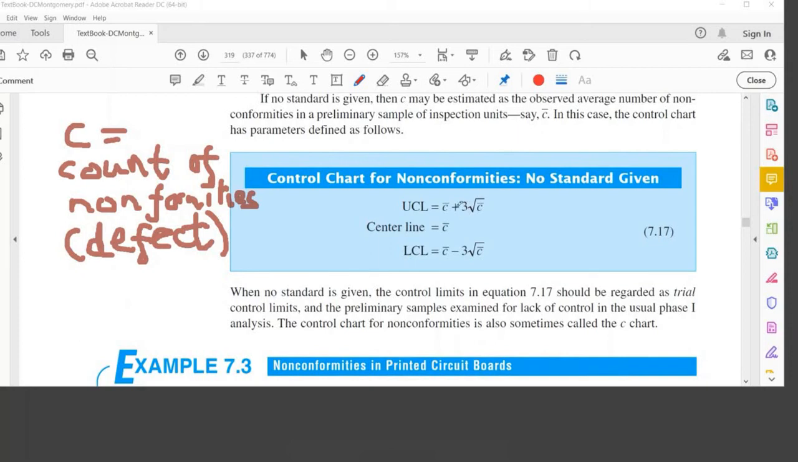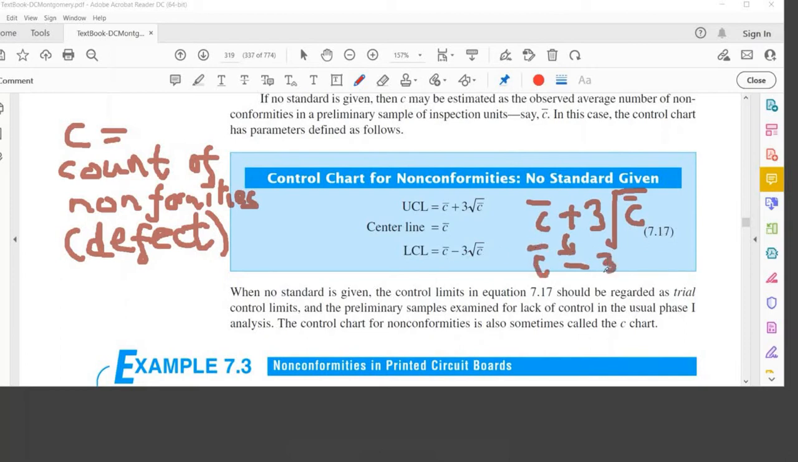C bar plus 3, and I already explained the 3 is to get 99.73 percent within the control limit, times the square root of C bar. So C bar plus 3 square root of C bar. Very simple. If it is the lower control limit, you just change this sign to negative. The rest are still the same.